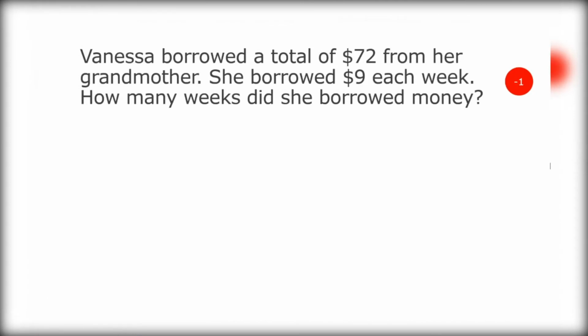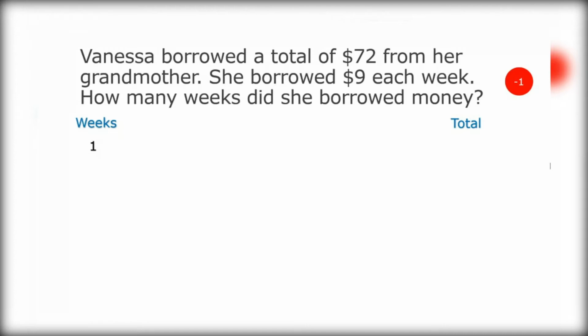We have the next problem. It says Vanessa borrowed a total of $72 from her grandmother. She borrowed $9 each week. How many weeks did she borrow money? So in order for us to do this division, we're going to be using counters. And since we're talking about borrowing, we're going to be using negative 1 counters. So we're going to do a little table and we're going to have the number of weeks and the total amount that she borrowed in order for us to be able to find how many weeks she spent borrowing money from her grandma.